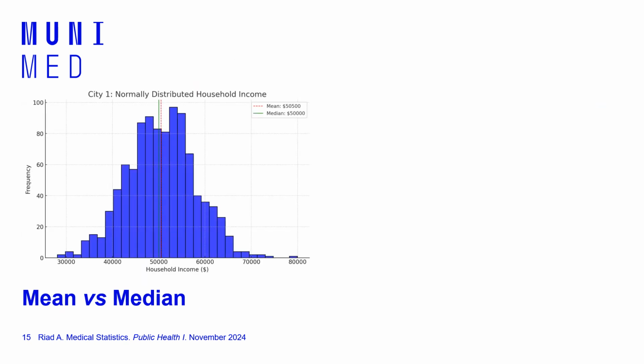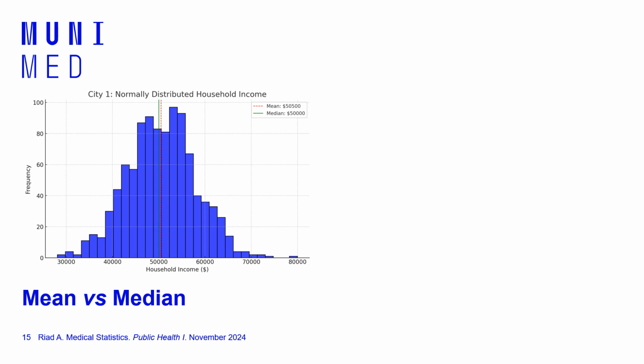Let's see why mean and median should be continuously measured and compared. First, in this scenario, we have a city that has a normally distributed household income. As you can see, the income of the individuals in the city is organized in a kind of pyramidal or belly-like shape, where most of these values are gathered. This is a central tendency area, and the mean was 50,500 and the median was 50,000.